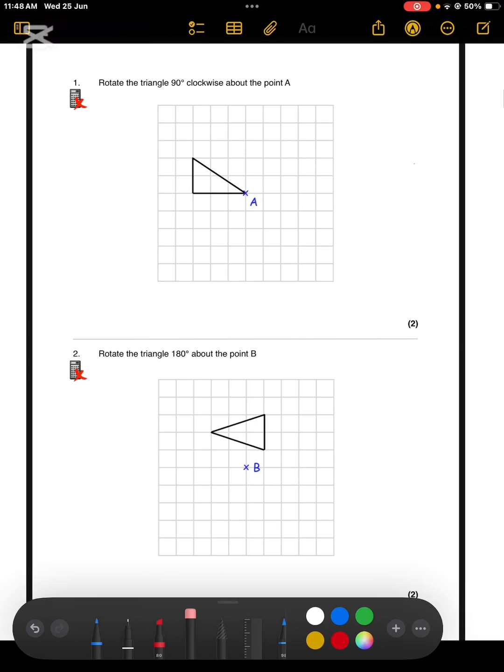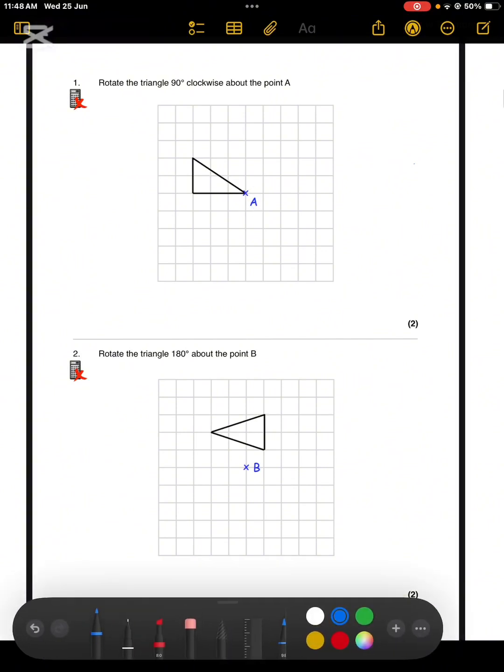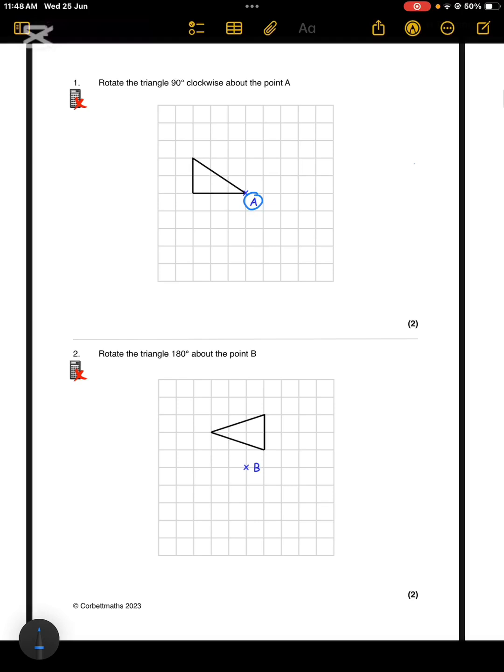I have a worksheet that you can see on your screens. The first question is to rotate the triangle 90 degrees clockwise about the point A. This is point A. What we have to do is rotate our object, which is a triangle, 90 degrees in a clockwise direction. First of all, let's have a little recap on the clockwise direction.